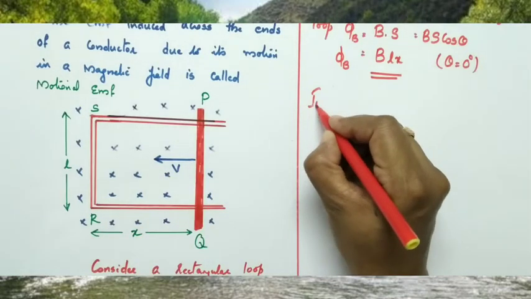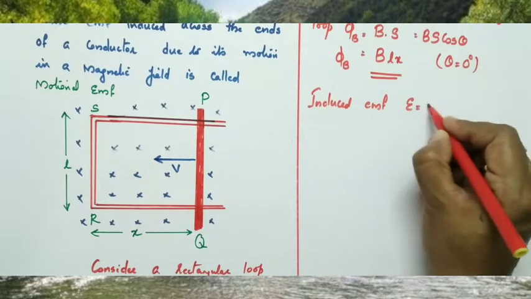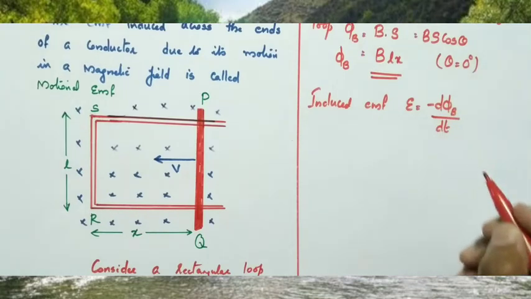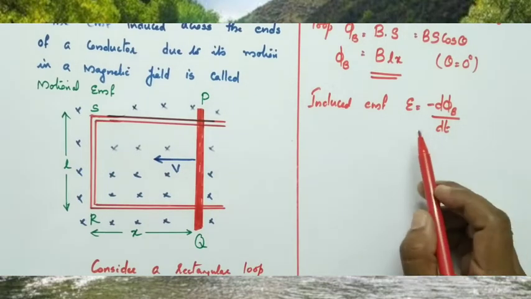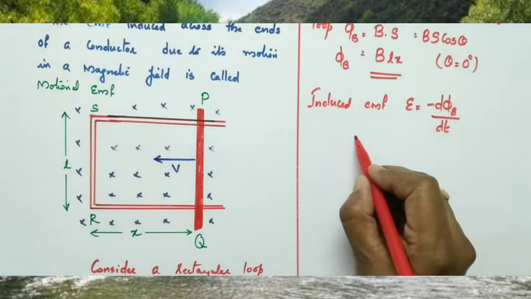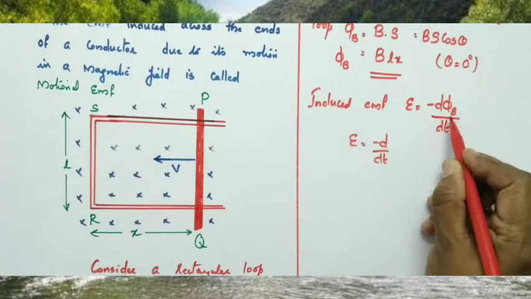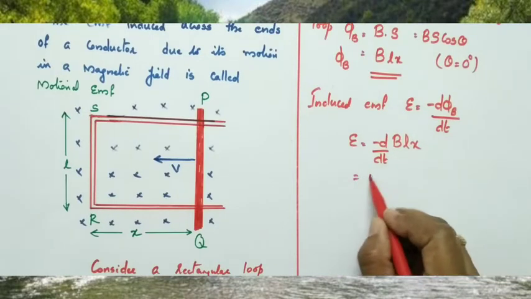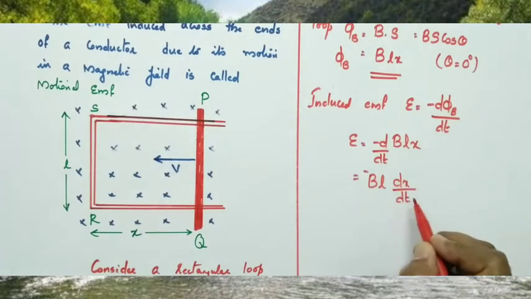So the induced EMF can be written as E equal to minus d phi B divided by dt, according to Lenz's law. So E equal to minus d by dt of phi B, which is B L x. B and L are constant. So E equals minus B L into dx divided by dt.